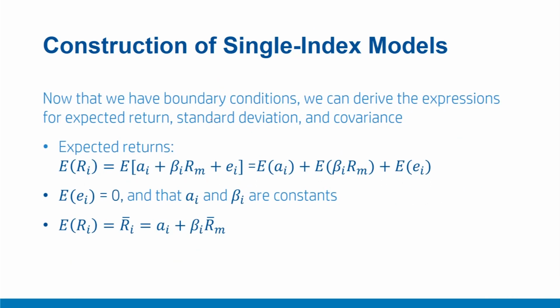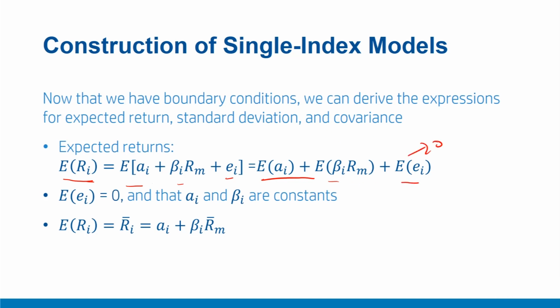Now that we have boundary conditions, we can derive the expressions for expected return and standard deviation and covariance easily. Expected returns under the single index model can be easily obtained by applying the expectations operator on Ri. Expectations of alpha i plus beta i times Rm plus Ei equals expectations of alpha i separately plus expectations of beta i times Rm plus expectations of Ei.